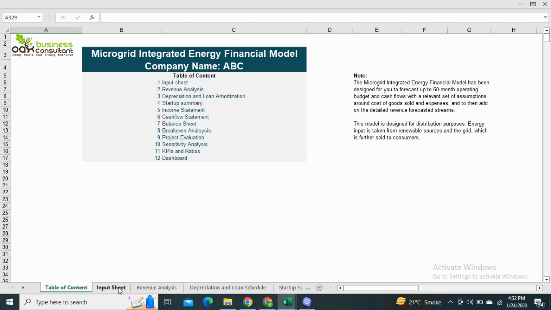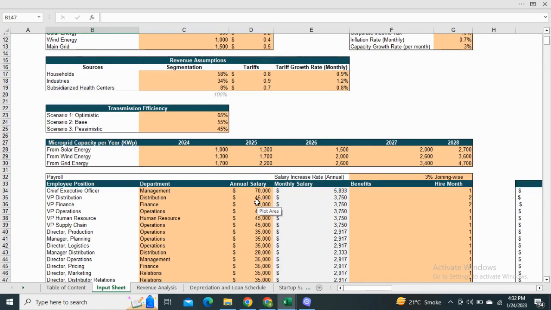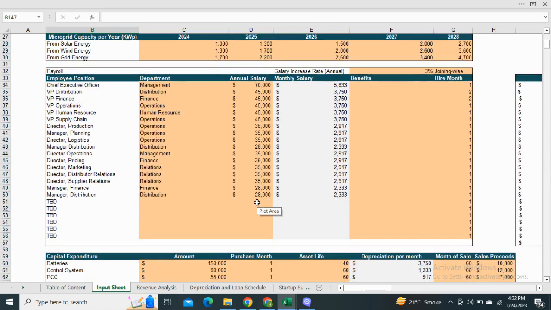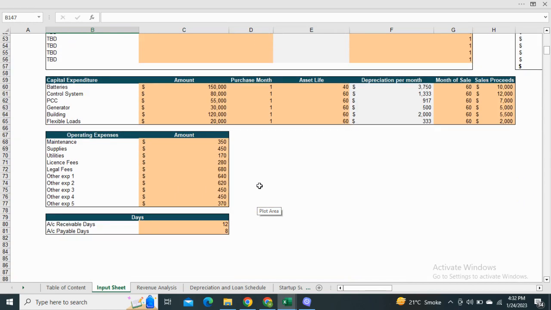Moving on to the input sheet, it includes the assumptions for the capital structure, the cost assumptions, revenue assumptions, and the transmission efficiency in three cases: optimistic, base, and pessimistic scenarios. This sheet also includes the payroll assumptions, capital expenditure, OPEX, and receivable and payable days assumptions.